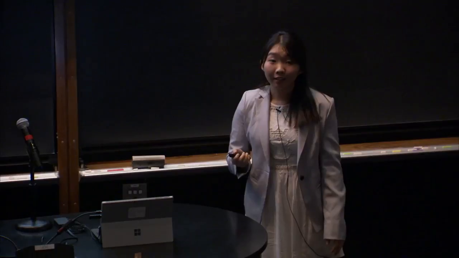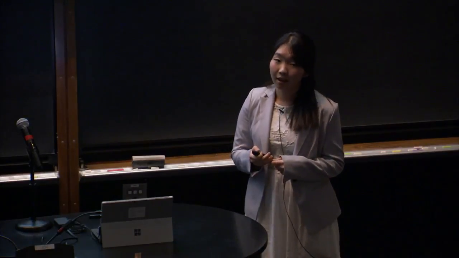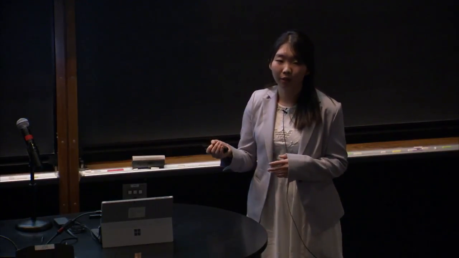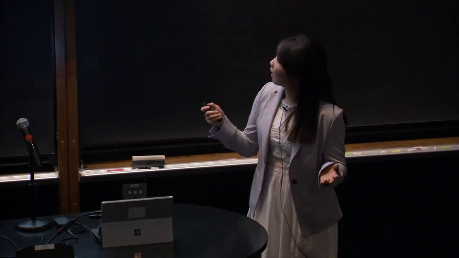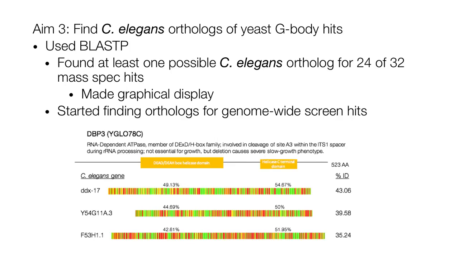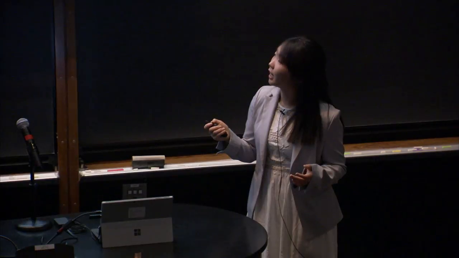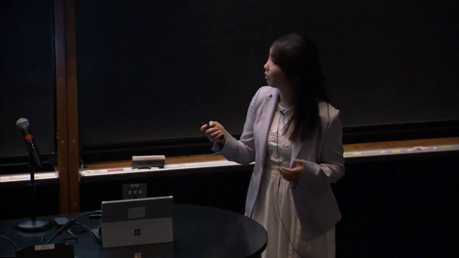So finally, with the hits from both the mass spectrometry screen and the genome-wide screen, I wanted to find the orthologs in worms, or the conserved genes with the same function in worms. I found C. elegans orthologs for most of the mass spec hits, and I'm still in the process of doing that for the genome-wide screen hits. I made a graphical display to show the conservation. Here the green lines are identical amino acids, the yellow lines are similar amino acids based on polarity, and the red ones are completely different amino acids. You can see that the conservation is higher in the functional domains, indicating that these are likely orthologous genes.